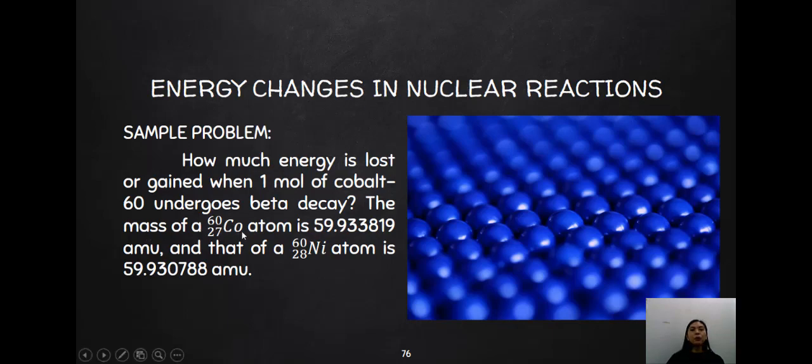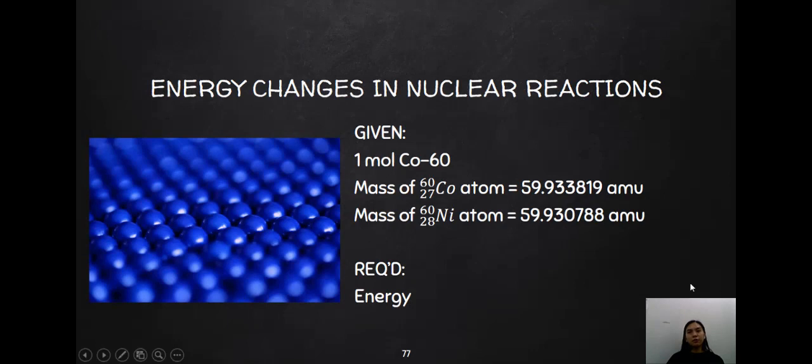The mass of your cobalt atom is 59.933819 atomic mass unit, and that of nickel atom is 59.930788 atomic mass unit. So of course, as we have been doing before, we do your GRS method. So we are given 1 mole of cobalt-60. We are given the mass of the cobalt atom, which is those numbers, and you are also given the mass of your nickel atom. Now we are required to calculate for the energy.